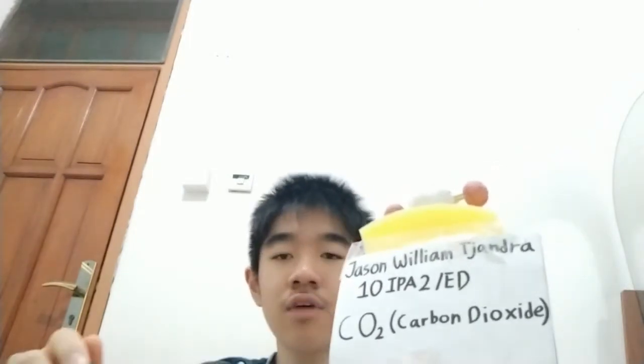Physical properties. The physical state of carbon dioxide is gas at room temperature. The melting point is minus 56.6 degrees Celsius. It is colorless and does not conduct electricity.